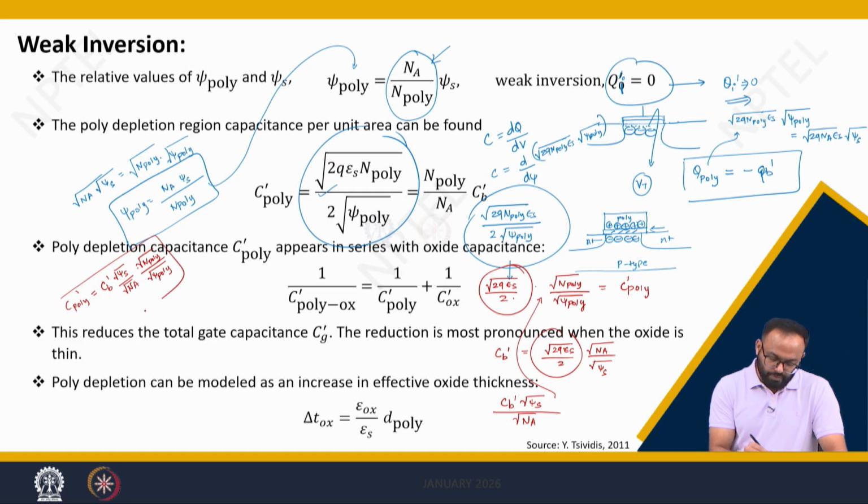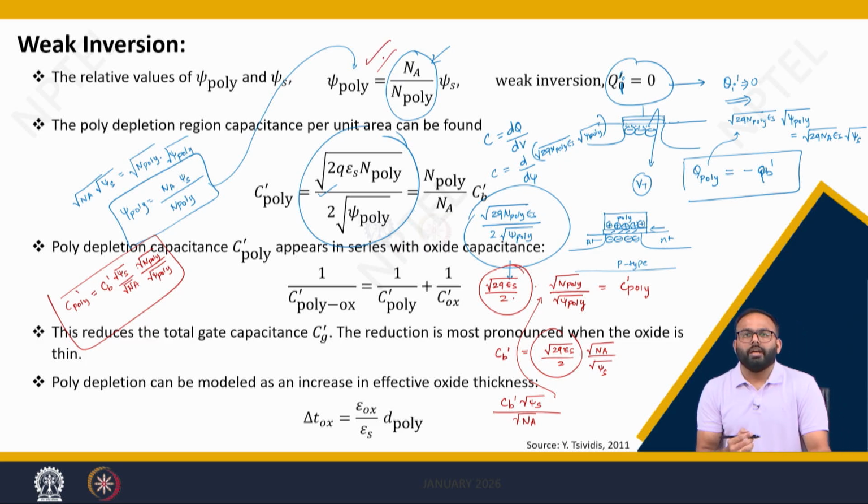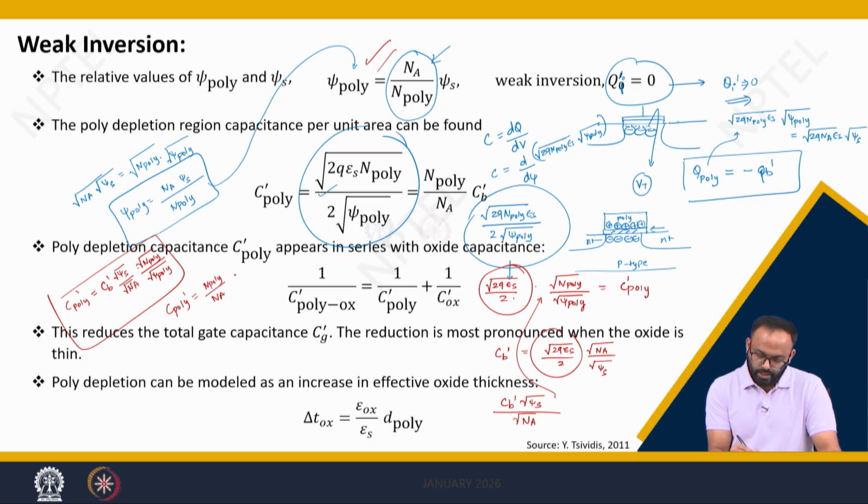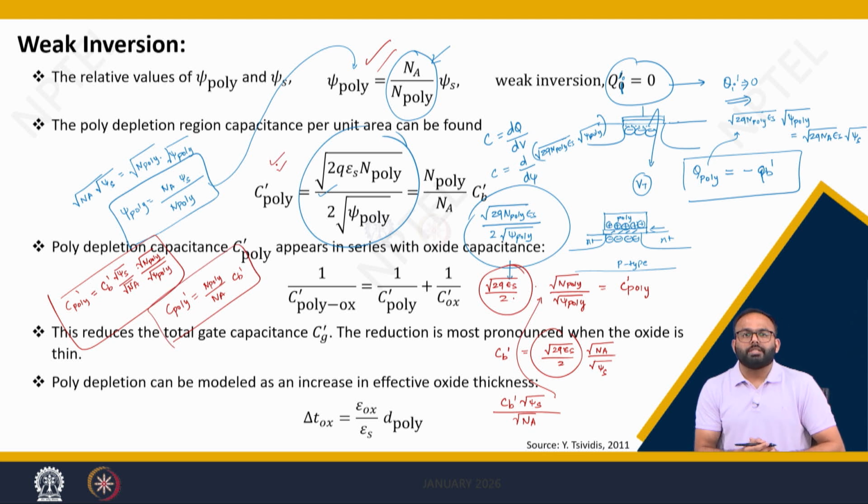From equation 1 we derived the relation between psi poly, psi s, Na and N poly. You can replace here, and ultimately you will get that C poly dash is given by N poly divided by Na into Cb dash. So, this is a relation which helps you understand how the capacitance across the depletion region of the polysilicon gate is related to the bulk capacitance.